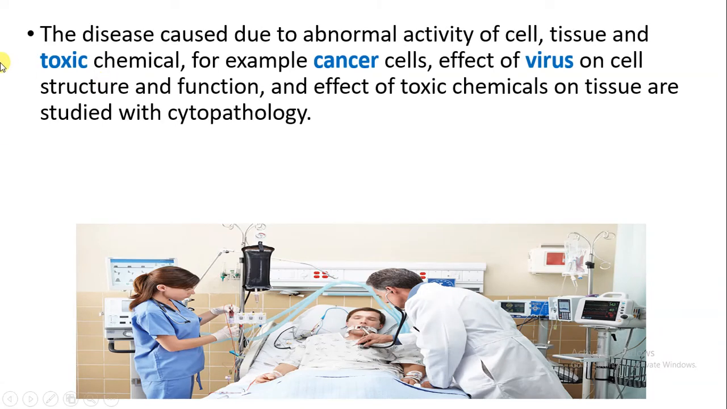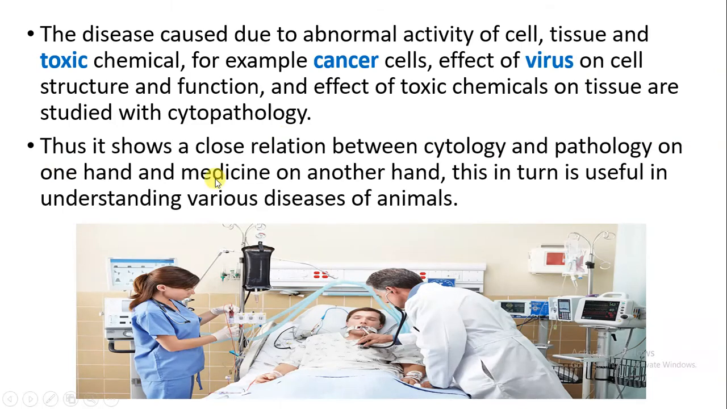So there are a number of toxic chemicals, there are a number of viruses which are going to create abnormal activity inside a cell, inside a tissue. Like toxic chemicals, they can give rise to cancer, and viruses also affect the cells and the tissue. So we are able to show a close relationship between cytology and pathology, hand in hand. And medicine is another hand, which in turn is useful to understand the various diseases of animals.